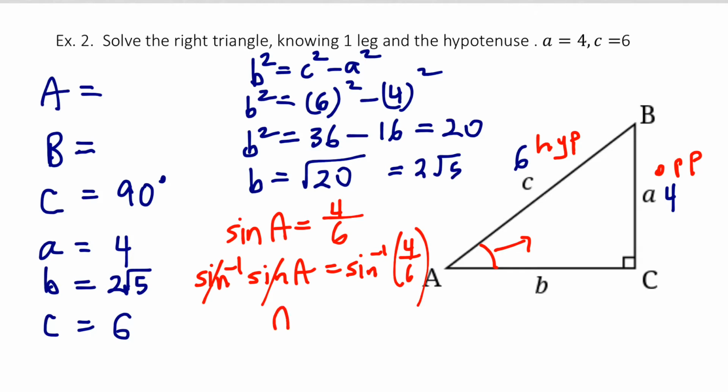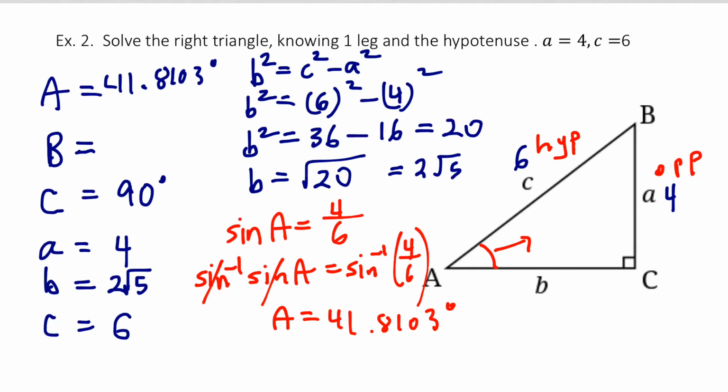So typing that into my calculator, I'm going to do it in degree mode. I get 41.8103 degrees. So I'm going to write that up here, 41.8103 degrees. So I'm just not rounding that any further at this point.